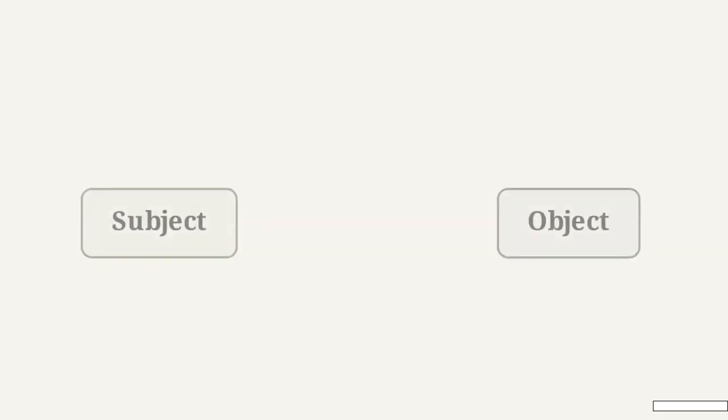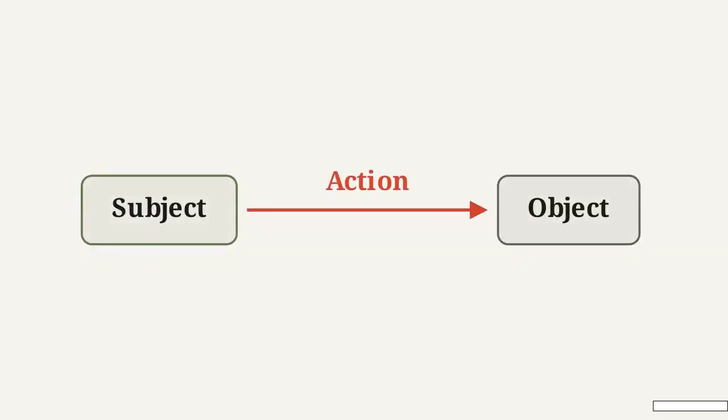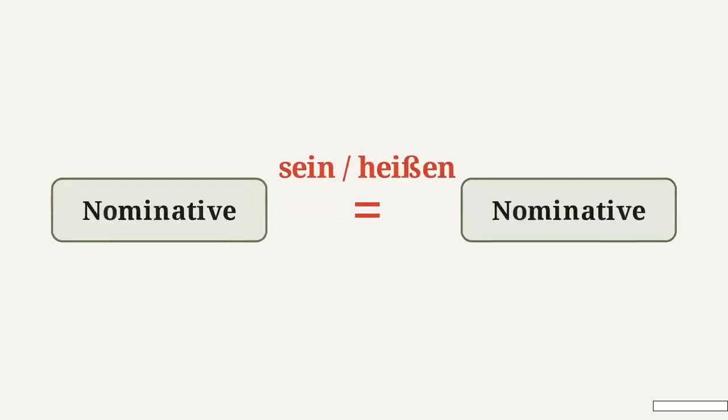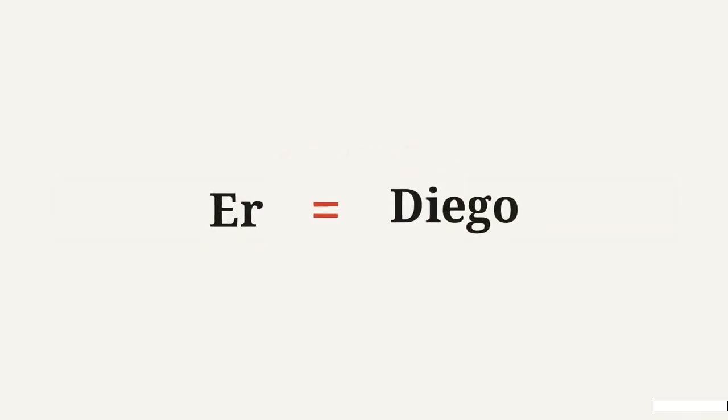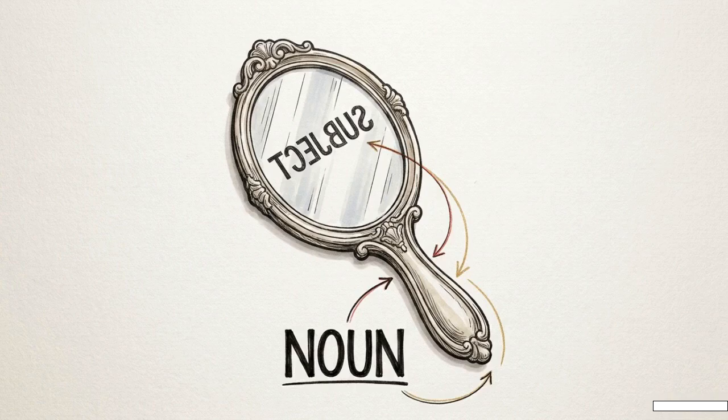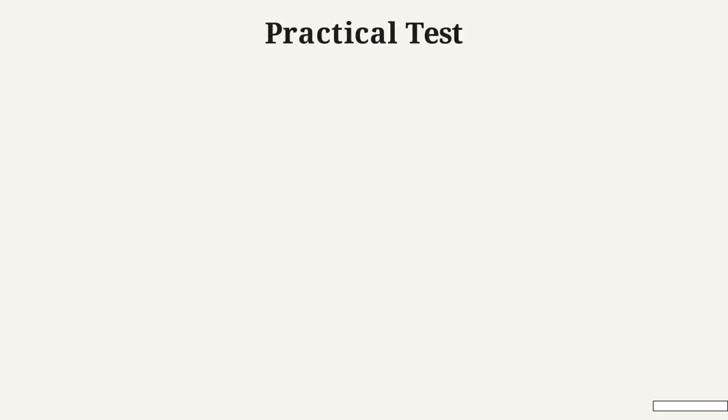A standard sentence has a subject performing an action onto an object. But verbs like sein and heißen act like an equal sign, simply renaming the subject. For example, equals Diego translates to heißt Diego, with both sides highlighting identically. Because these specific verbs act only as a mirror reflecting the subject, both nouns in the sentence remain firmly locked in their nominative forms.